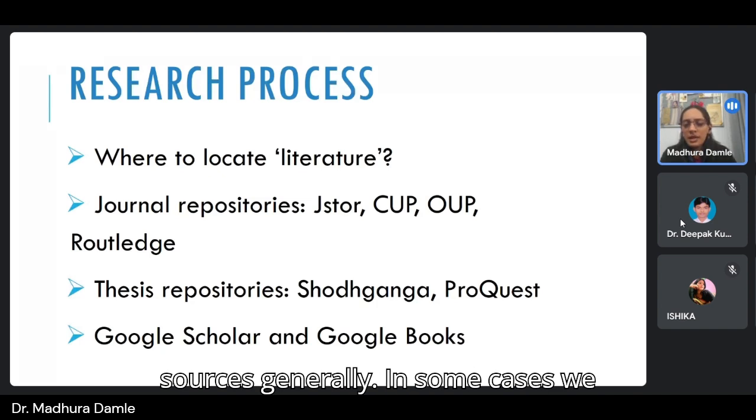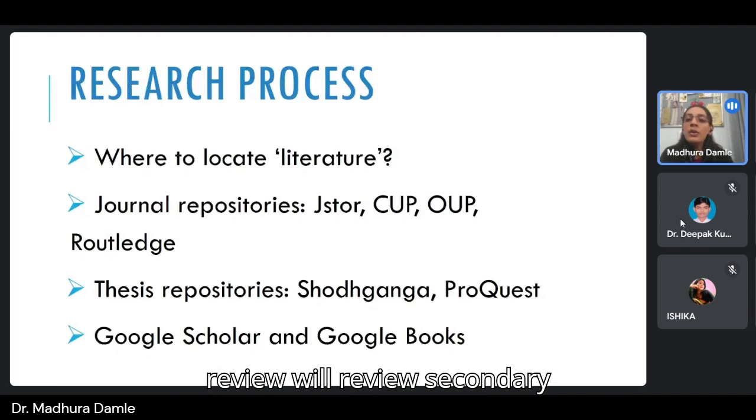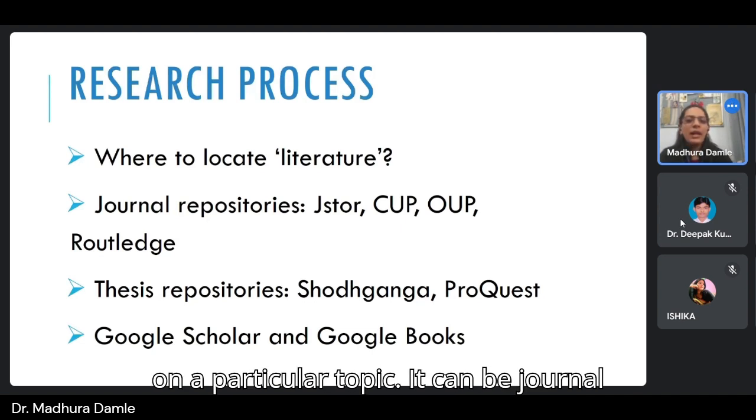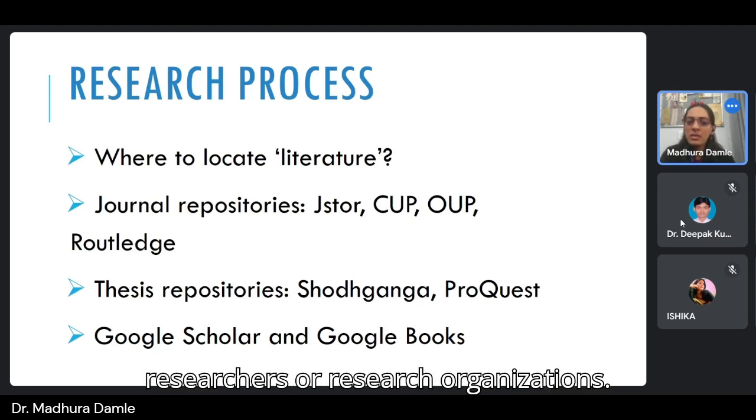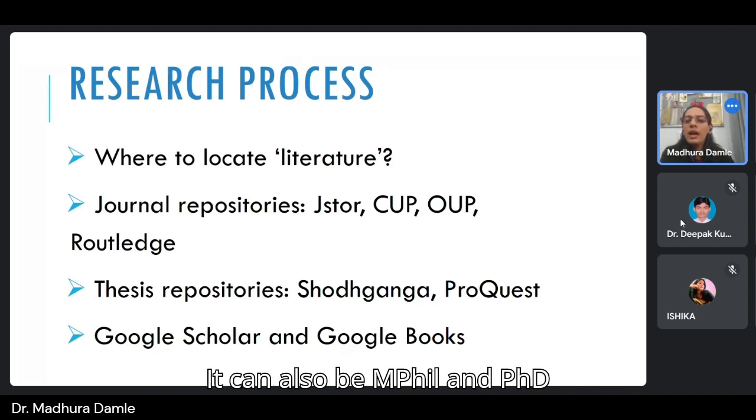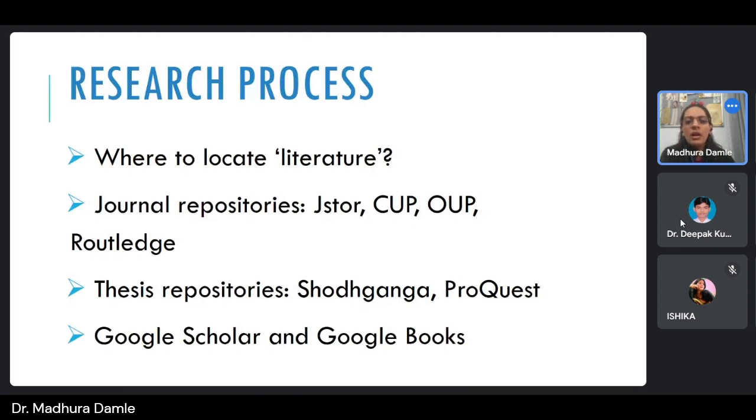In some cases, we might have to, but generally, literature review will review secondary sources, that is, scholarly writings on a particular topic. It can be journal articles, book chapters, books, or reports by various researchers or research organizations. It can also be MPhil and PhD thesis because they are also unpublished research works. So we also have to refer to them.